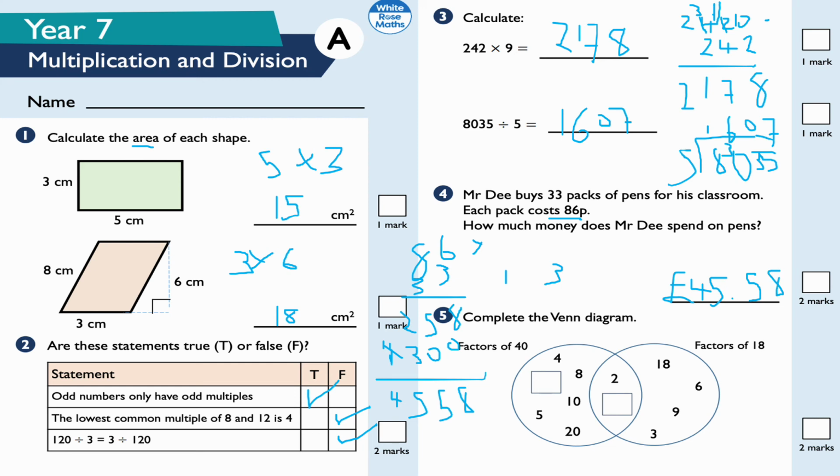Okay, this is question number 5, guys. Complete the Venn diagram. Factors of 40, factors of 18. Okay, so factors of 18 will be 1. Okay, so 1 would actually go into both, because 1's a factor of both. So 1, 2, 4, 5, 8, 10, 20. Are there any other factors of 40? Well, 1 times 40, so 40 is actually the missing one. Okay, and that's my answer for that question.